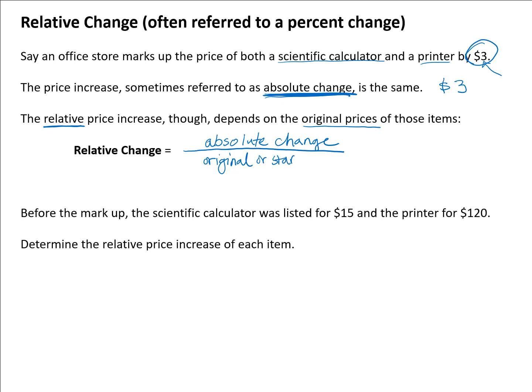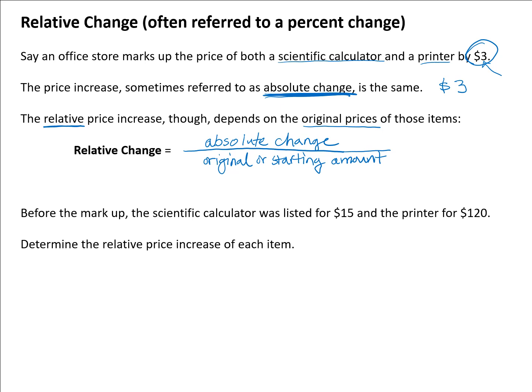And I've been saying price, but we can extend this out to any situation. So I'll just say original or starting amount. So notice we're doing this as a division. As we saw earlier, that's one way that we can create a percent. So the relative change is the absolute change divided by the original or starting amount.